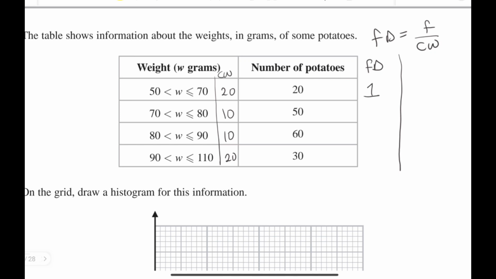50 divided by 10, that is 5. 60 divided by 10, that is 6. And 30 divided by 20 is 1.5. I hope that makes sense.